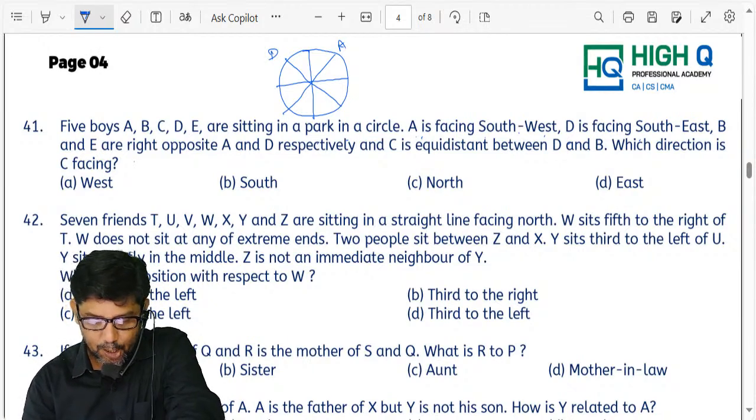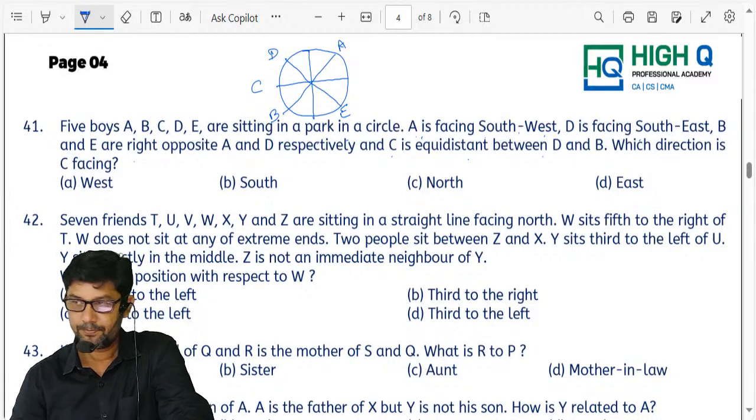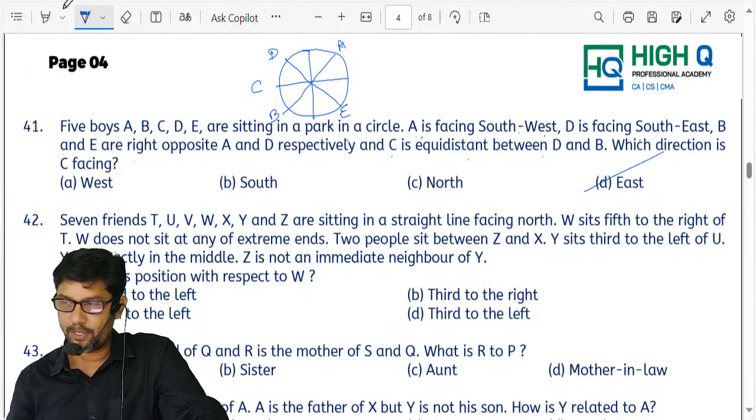B and E are opposite to A and D. Am I right, my dear? Next, C is equidistant from D and B. Now he is facing which direction? East direction. How many of you got it right?